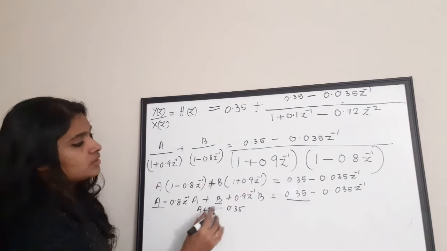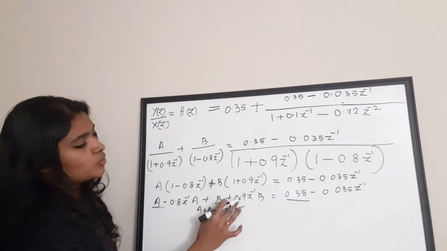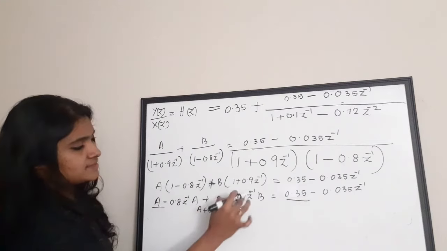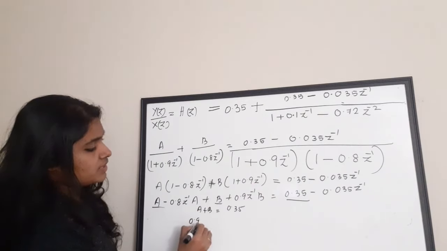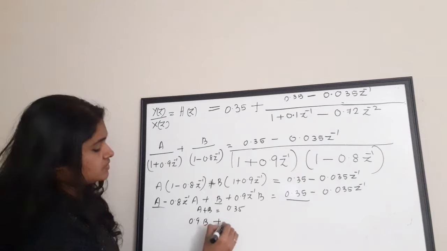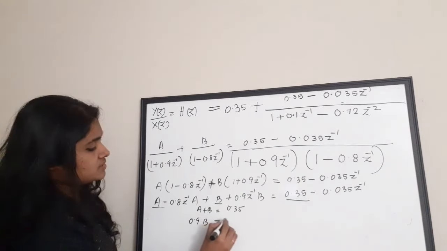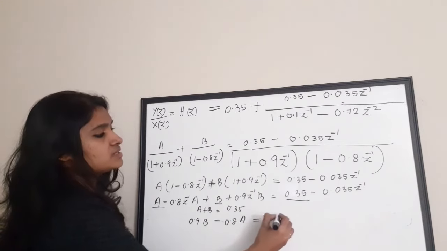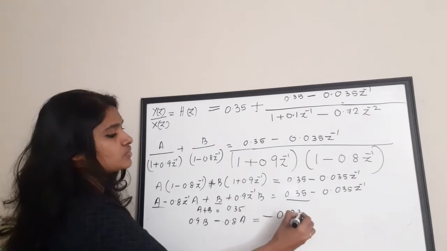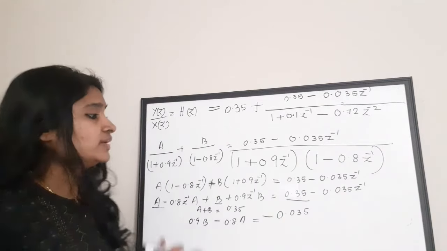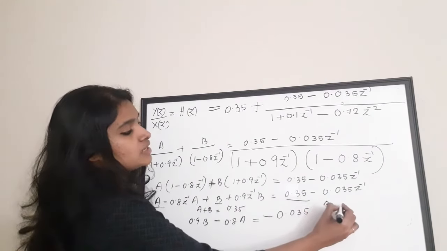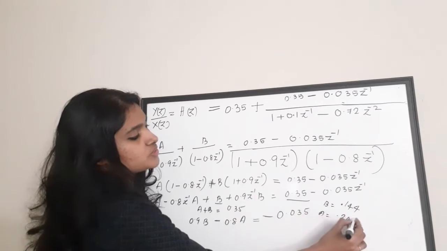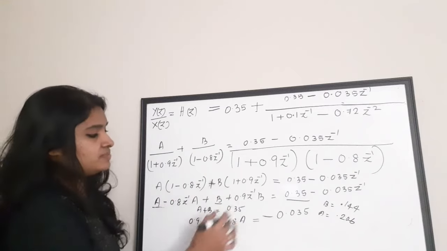Also, there is a 0.9B and minus 0.8A with the z raised to minus 1. So 0.9B minus 0.8A is equal to minus 0.035. To solve it, you will get the value of B as 0.144 and A as 0.206. So this is simply two equations, right?